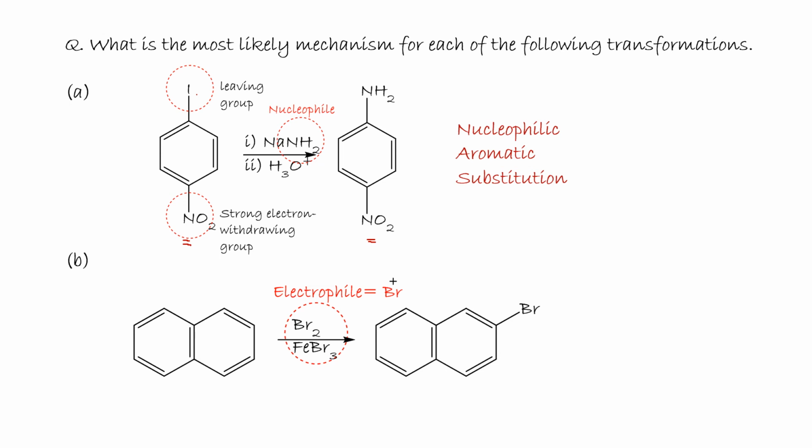Here we have Br2 in the presence of a Lewis acid, which will lead to the formation of Br plus, the bromonium ion. Well, this is an electrophile. We have an aromatic system, naphthalene. Then the reaction will go by electrophilic aromatic substitution.